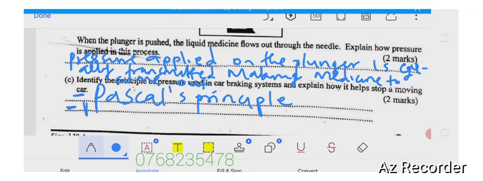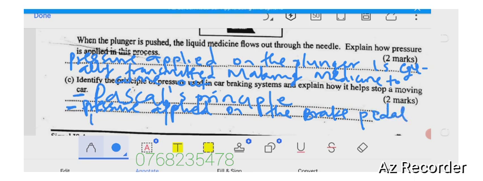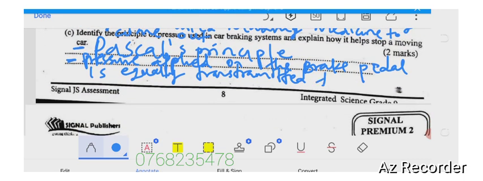So pressure applied on the brake pedal is equally transmitted to the tires, causing stoppage.